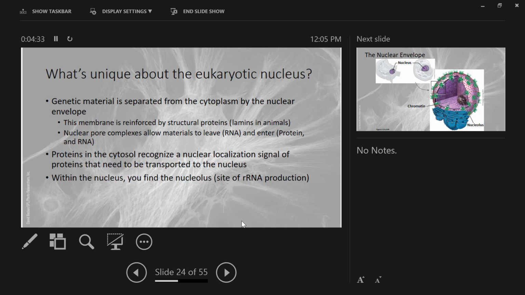So if you were asked this question, what's unique about the eukaryotic nucleus? You can answer it functionally, in that it separates the genetic material from the cytoplasm, or you can answer it structurally, right? That it's a physical barrier surrounding the nuclear material. Either way you want to answer it is fine, as long as you can provide a good structural or a good functional explanation of what the nucleus is.